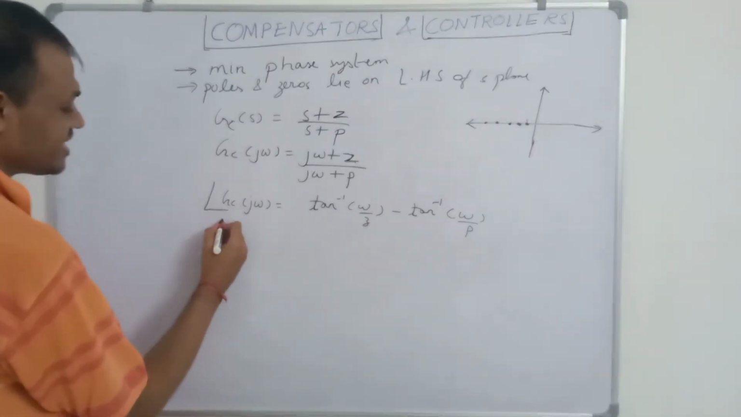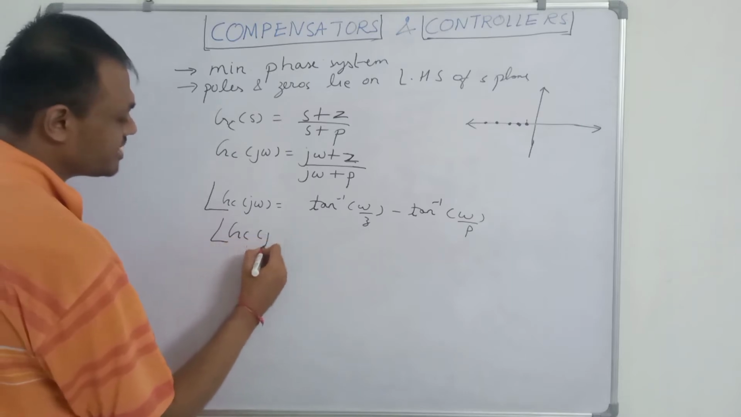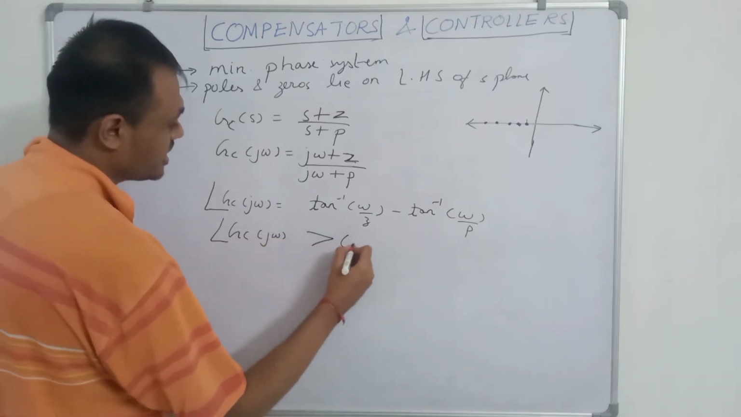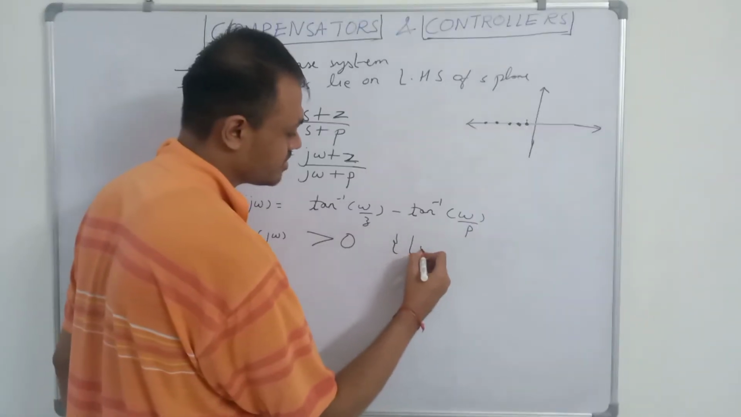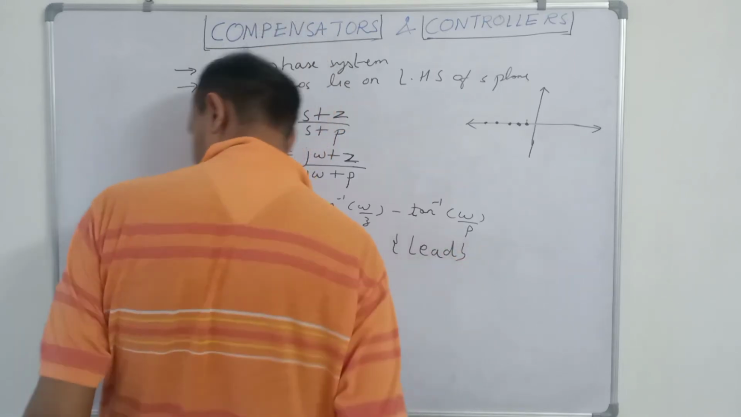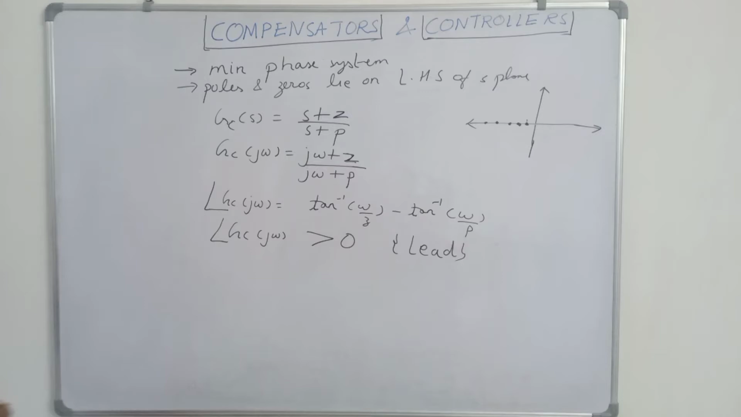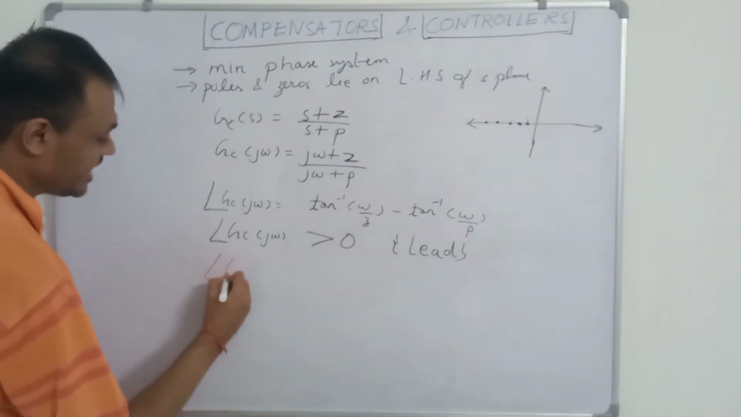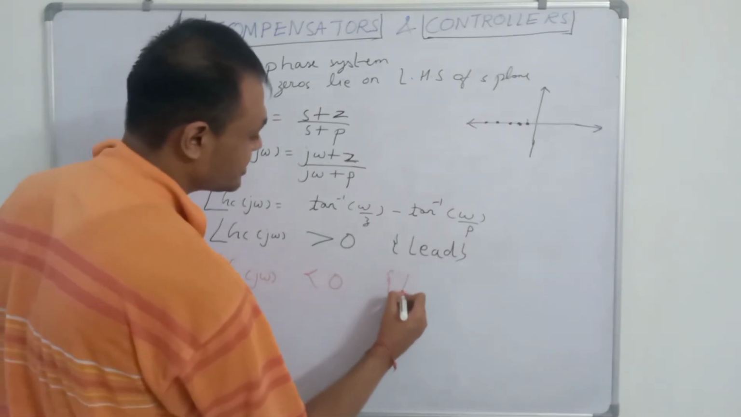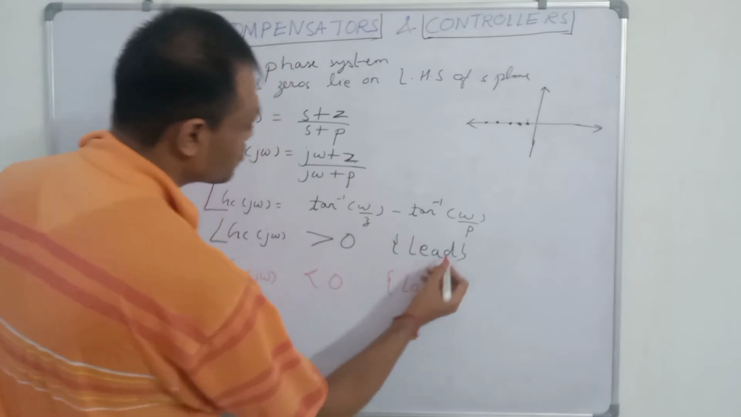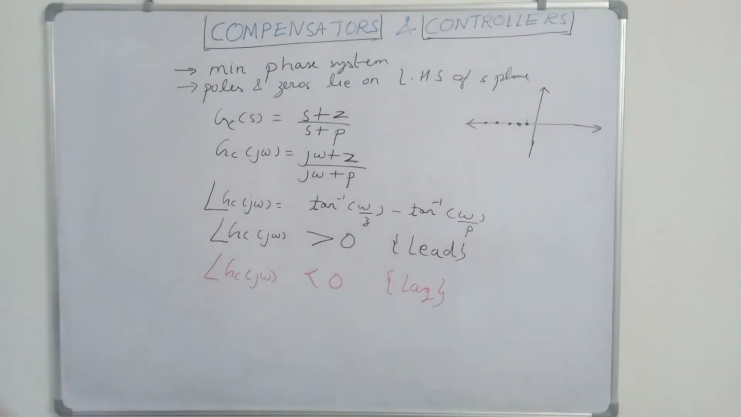Now for a lead compensator, this angle of Gc(jω) must be greater than 0. For a lag compensator, this angle is less than 0, hence it is called lagging.